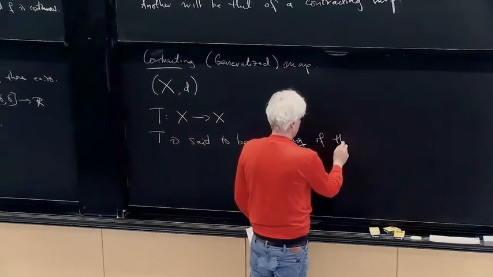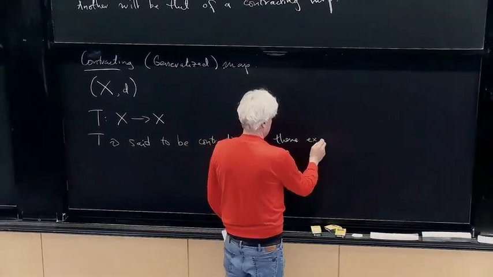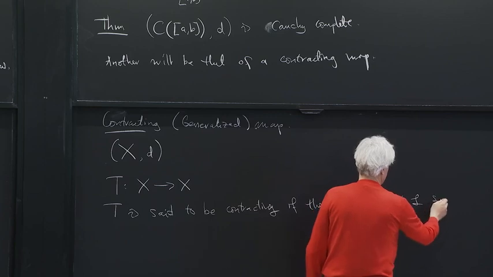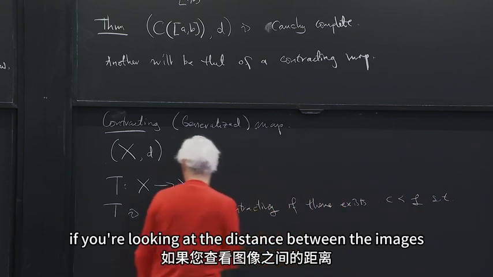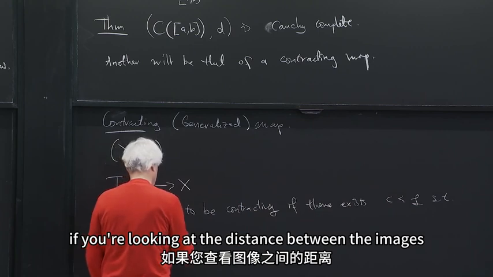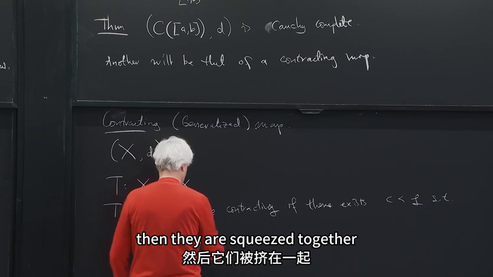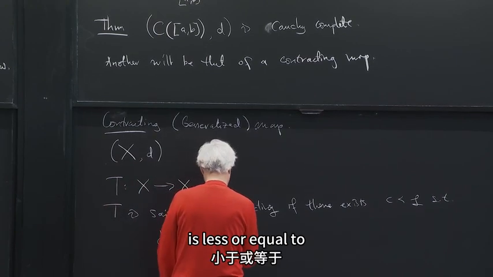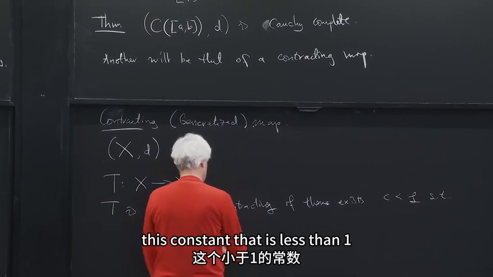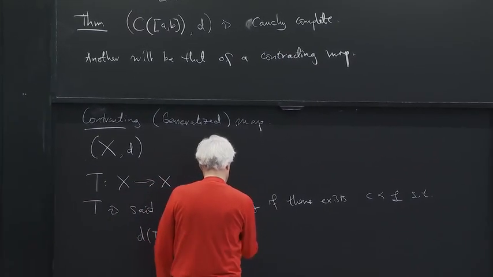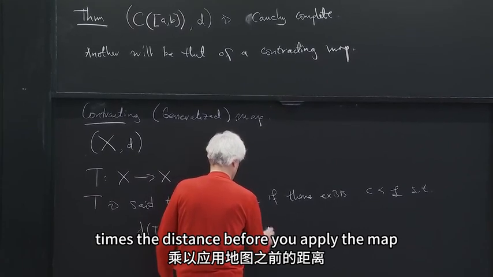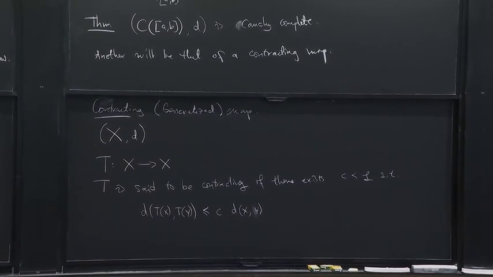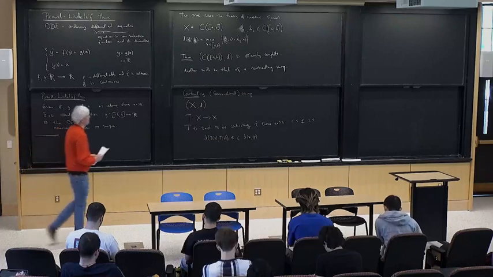if there exists a constant C less than 1, such that if you're looking at the distance between the images, then they are squeezed together. So this distance between the images under the map is less than or equal to this constant that is less than 1 times the distance before you apply the map. Right, so this means that under the map, things get closer together. So that's a contracting map.